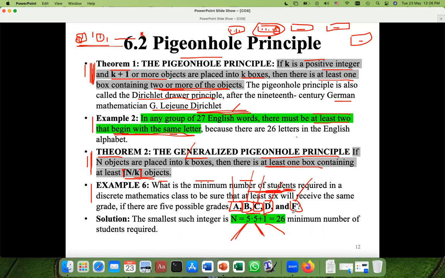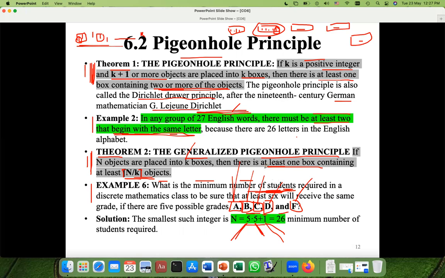And when you sum up all these students, it will become 25. And now you have one extra, so you can place that student in any of these boxes. If you place them in A, then this box will contain 6, and the others will contain only 5. But the total number of students would be 25 plus 1, 26.